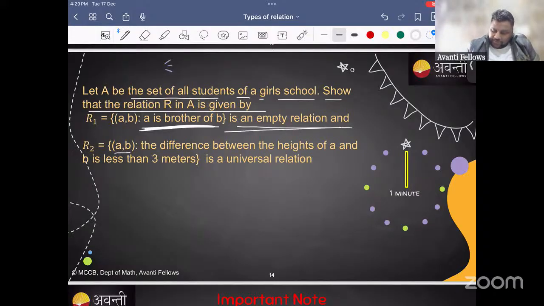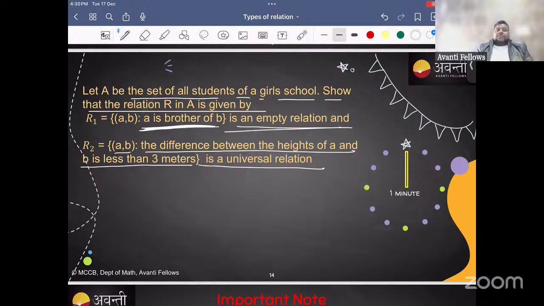R2 is (A, B): the difference between the heights of A and B is less than 3. Is it a universal relation? Definitely. If there are two people in a girls' school or anywhere in the globe, the difference between their heights cannot be 3 meters in any case. There is no person on the globe having a height of 3 meters. Am I clear? So this is a universal relation because their heights are definitely going to be less than 3 meters.